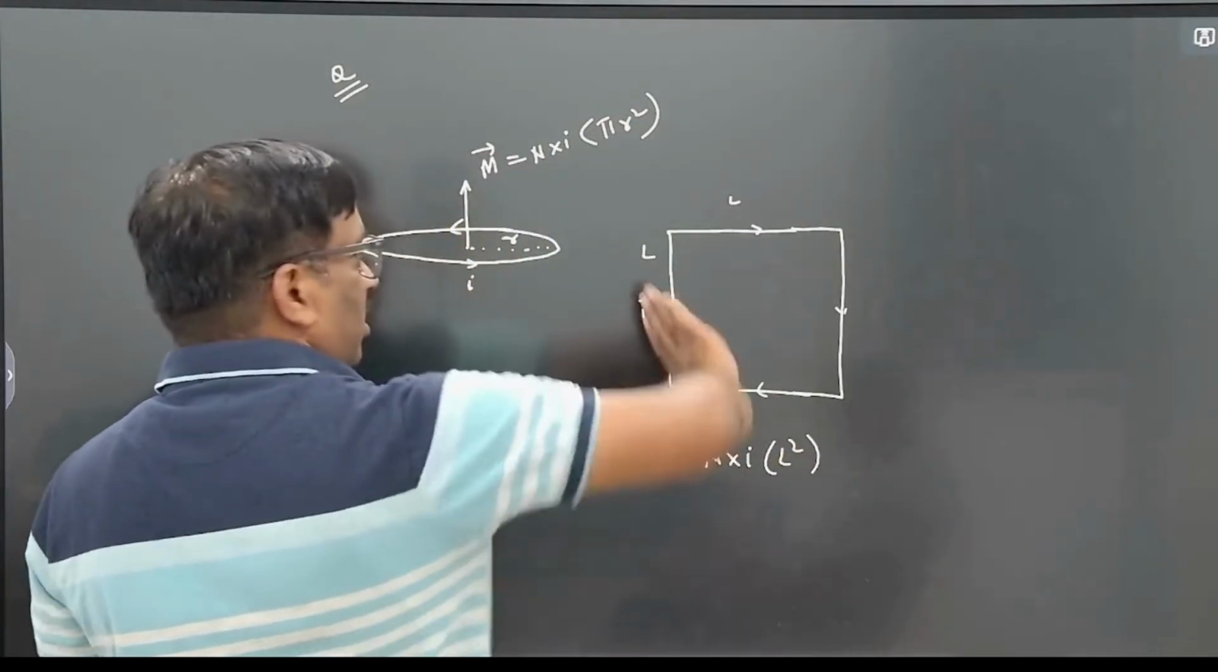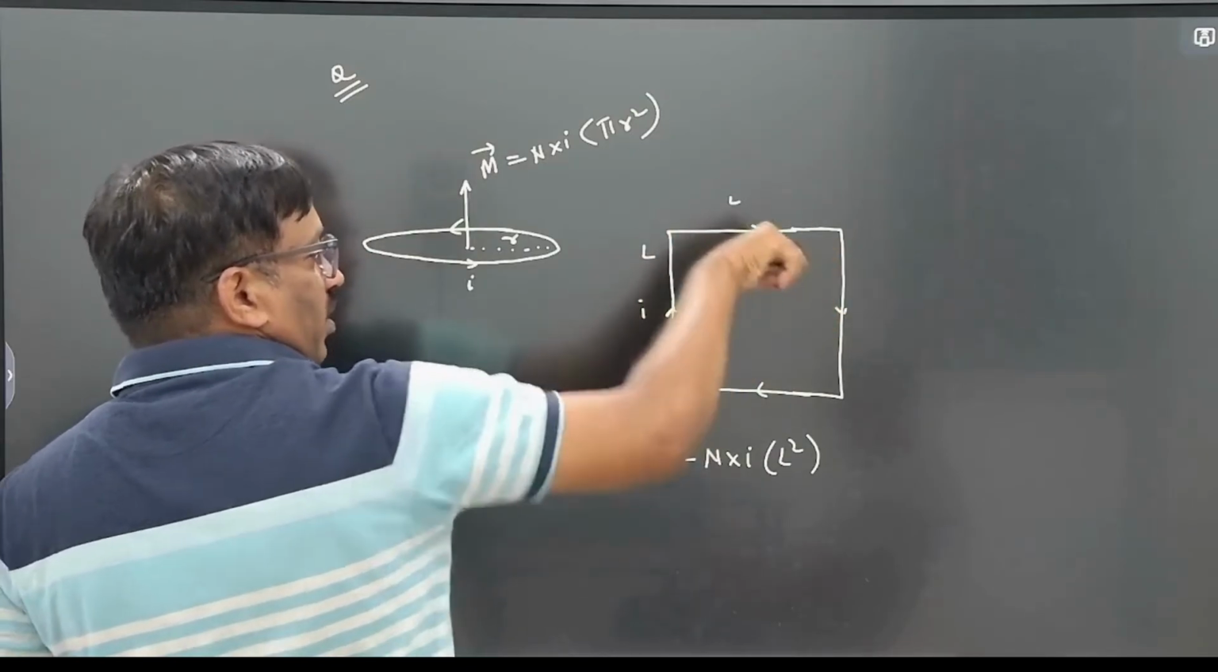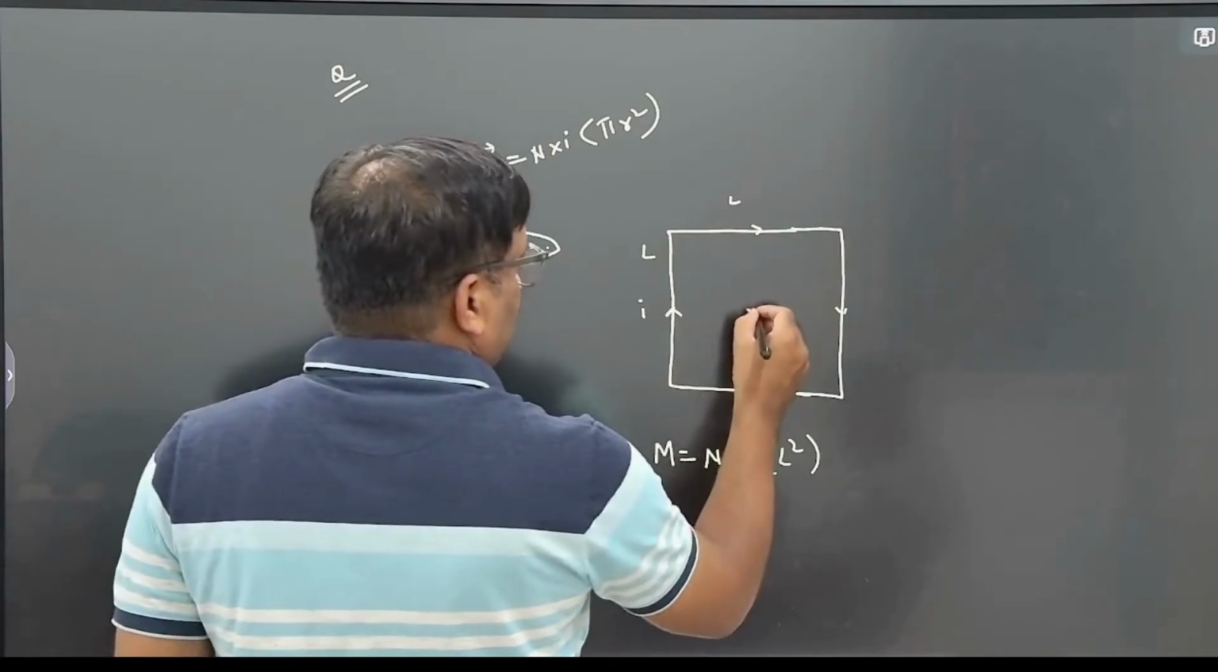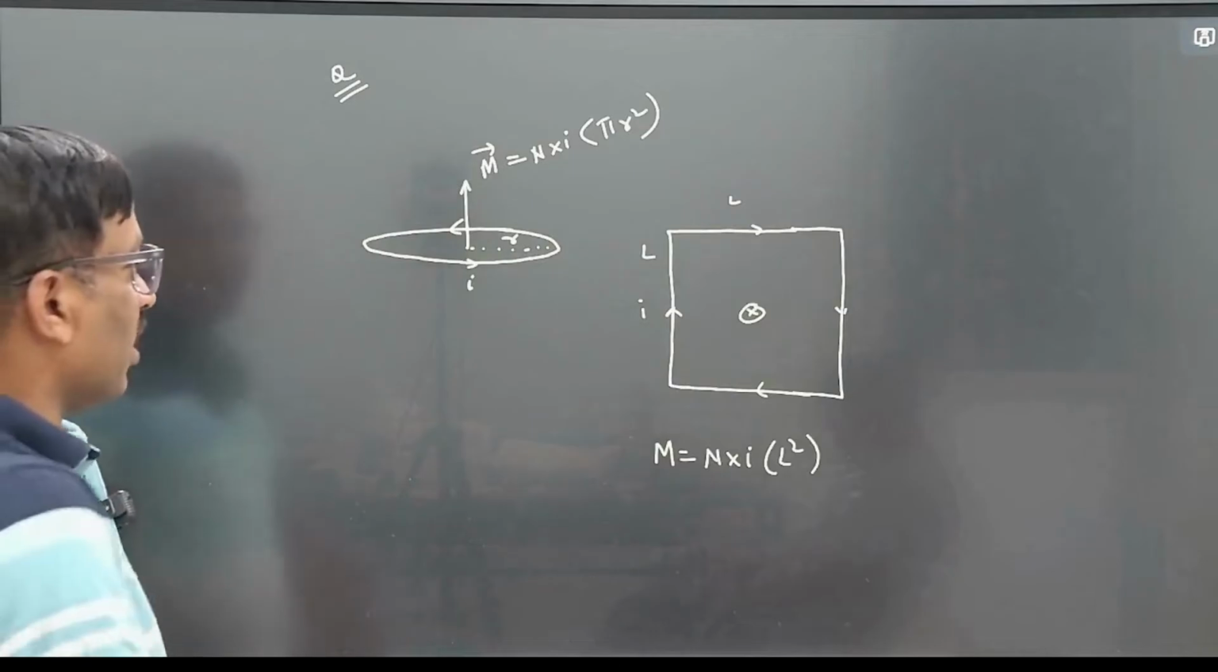So what is the direction here now? The current is like this, therefore the current is like this. So the magnetic moment is in this direction now. Clear? So this is the magnetic moment of your square coil.